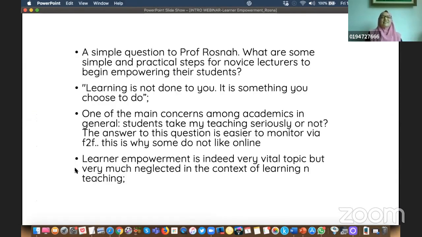Okay, a simple question. What are simple steps for novice lecturers to begin empowering their students? I think being young is an advantage. I was younger once. Being young, you can relate with them. They feel they're part of you. You share the same jokes, the same language, perhaps. And I think they also admire you. Young lecturers, even old lecturers like us, students tend to admire our journey. We can share how we overcome some difficulties. I think that can empower them.